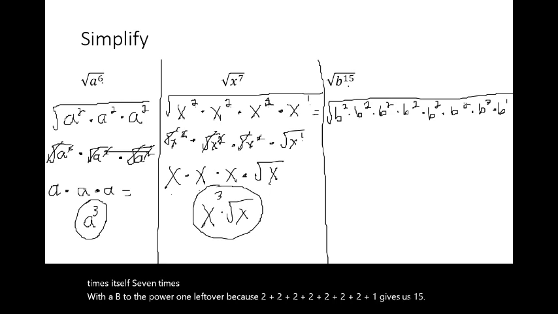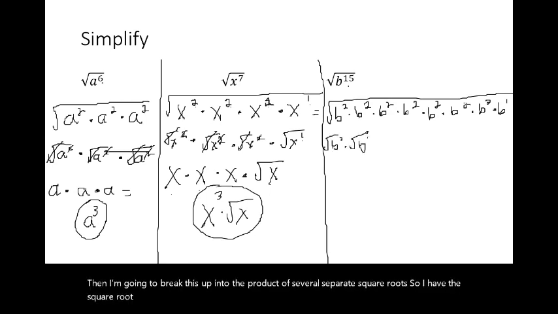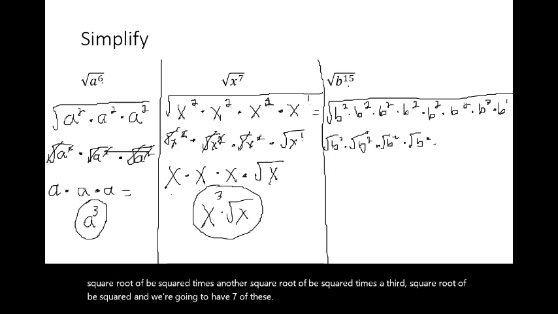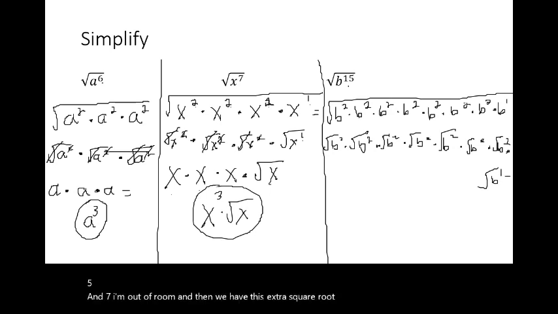Then I'm going to break this up into the product of several separate square roots. So I have the square root of b squared times another square root of b squared times a third square root of b squared, and we're going to have 7 of these. So 4, 5, 6, and 7. I'm out of room. And then we have this extra square root of b to the 1 left over.